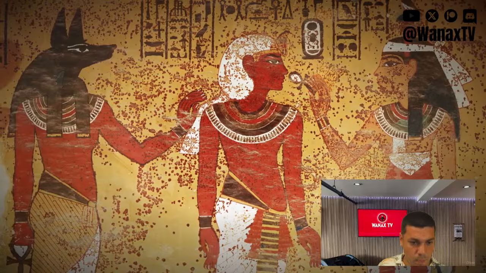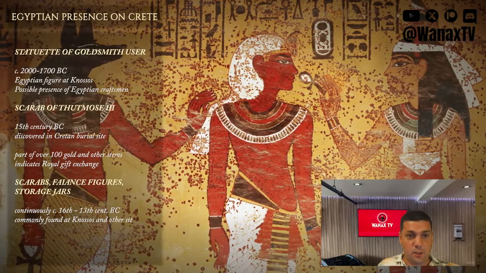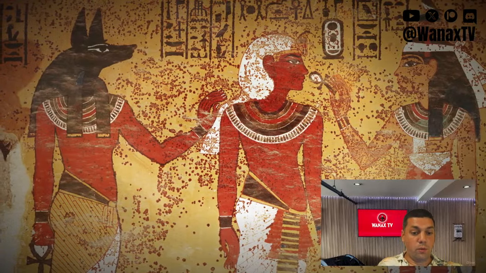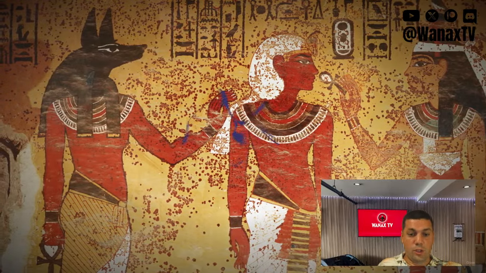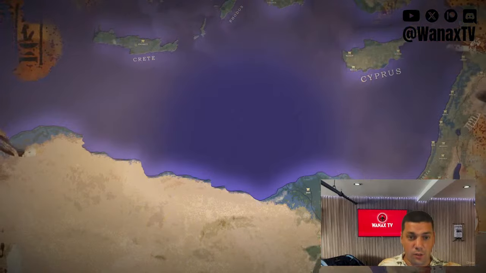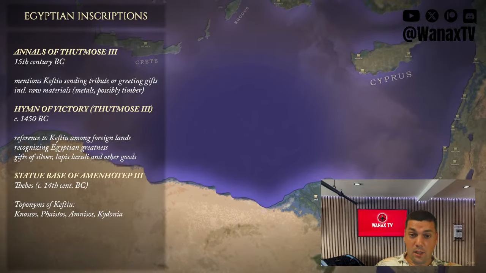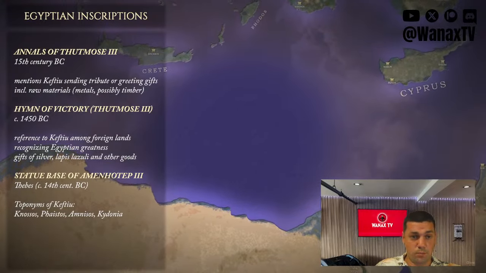All right, so we have gone through the presence of the Egyptian artifacts on Crete. That's nice. And now we move on to the Egyptian inscriptions which name the island of Crete and the Cretans. And here we have the earliest, as we have already mentioned, the name that Egyptians used for Crete and Cretans was Keftiu.